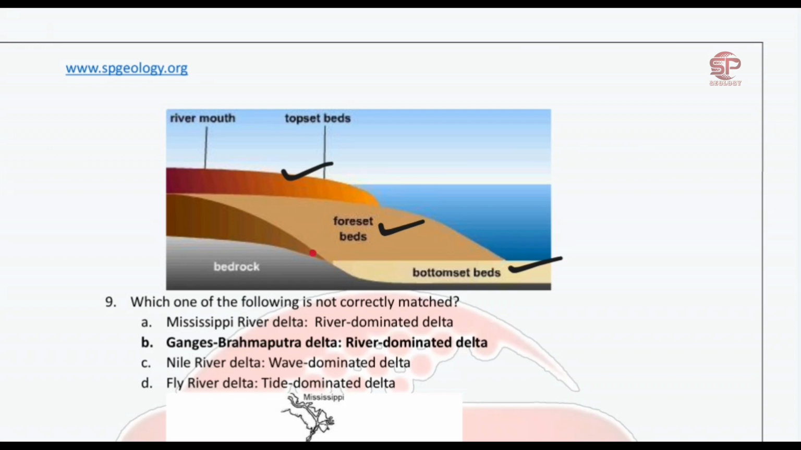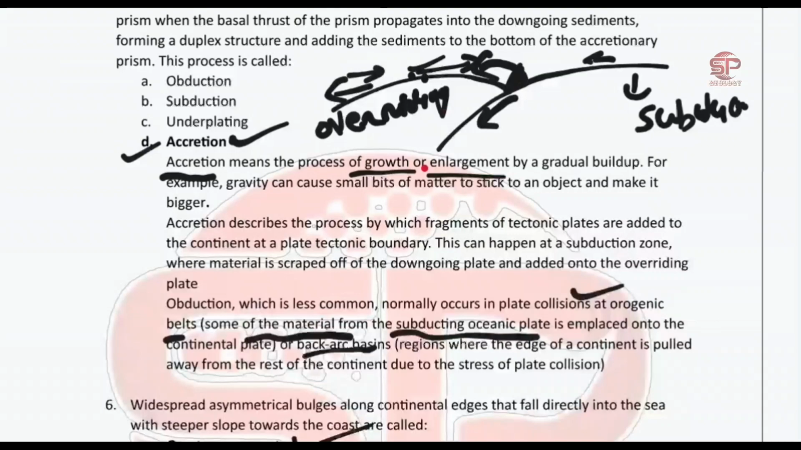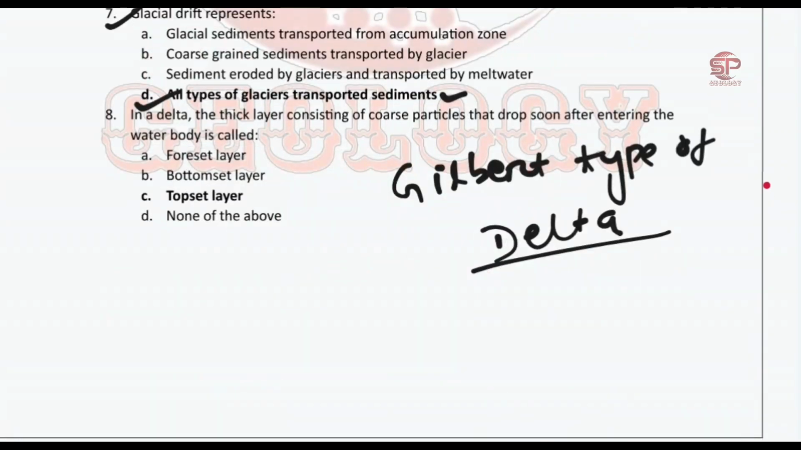Then as you go up, the particle size will increase, so the topset bed consists of coarser particles and it will suddenly fall into the sea. So here the answer will be your C, topset layer.